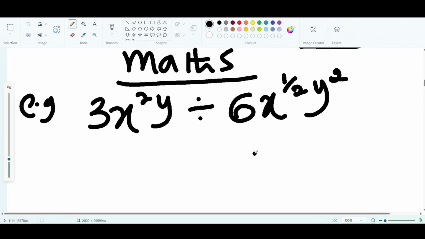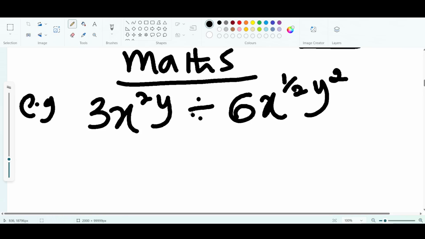Okay, today we want to continue our simplification, that is, solving more examples on the laws of indices. Now, looking at this example, we want to use the law of indices to solve this.